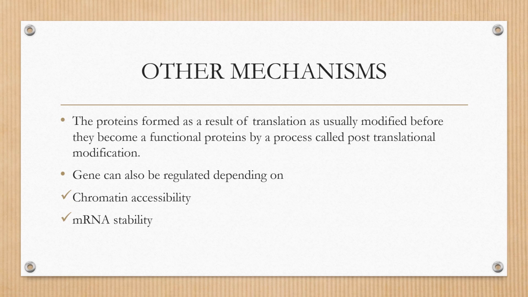The other one is mRNA stability. The half-life of the mRNA formed from a particular gene also plays a role in how this gene is being expressed. So ideally, gene expression has to be regulated for the normal functioning of a human being. Even if there's a small error in gene expression, then you can see it as a defect in the individual.